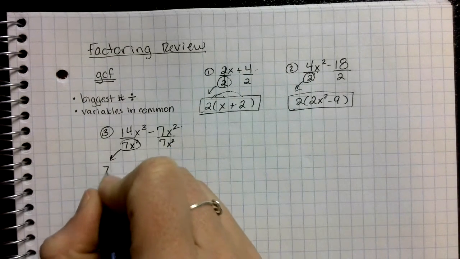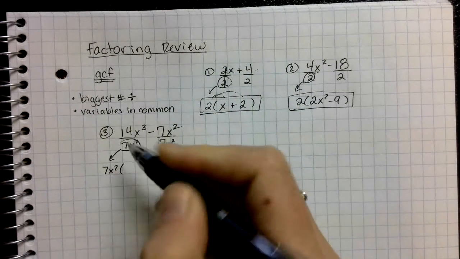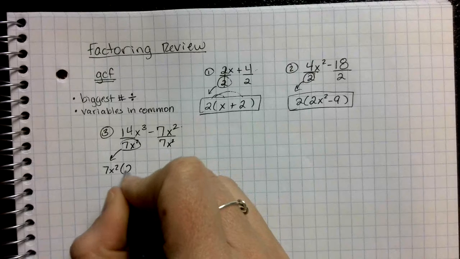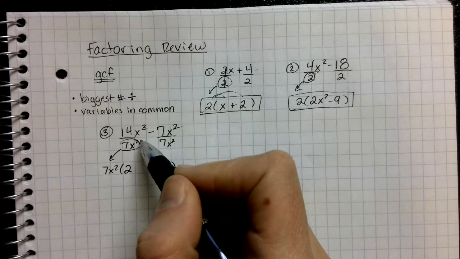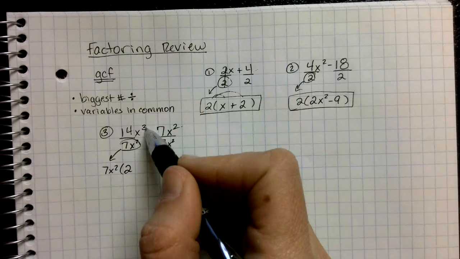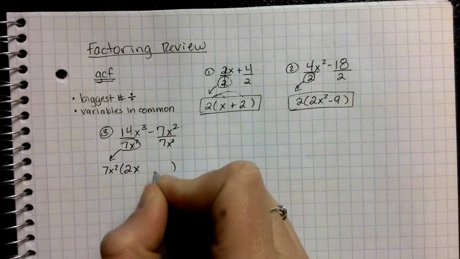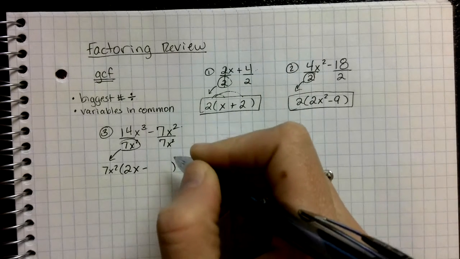So the 7x squared goes on the outside. 14 divided by 7 is 2. And if you remember from our exponent properties, when we are dividing, we subtract exponents. So 3 minus 2 is 1. So it's x to the power of 1.